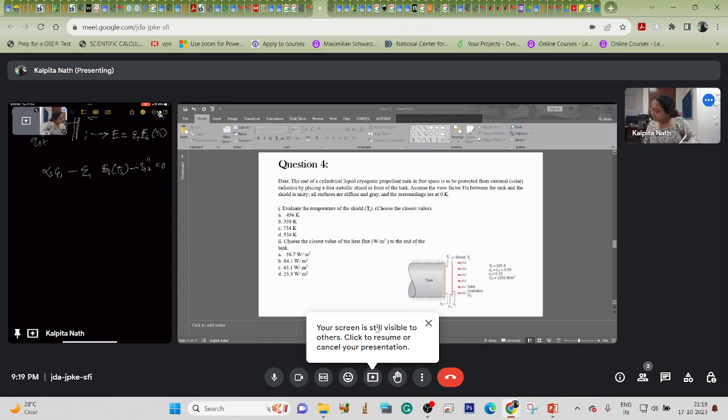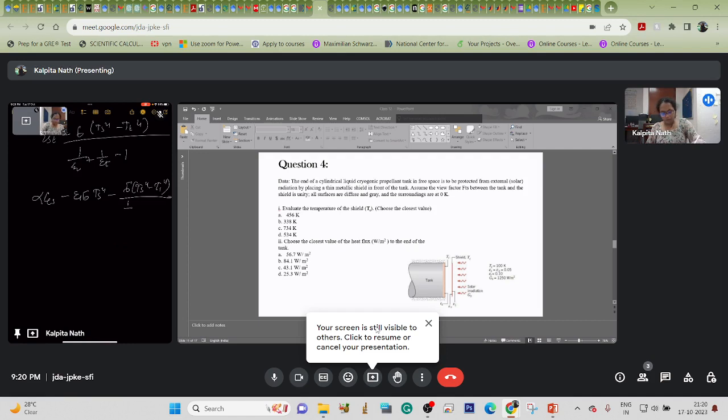Now both shield and tank are considered as two large parallel plates. So Q_ST will be sigma (Ts to the power 4 minus Tt to the power 4) upon (1 upon epsilon S plus 1 upon epsilon T minus 1). So putting it in the main equation: alpha G_S minus epsilon 1 sigma Ts to the power 4 minus sigma (Ts to the power 4 minus Tt to the power 4) upon (1 upon epsilon S plus 1 upon epsilon T minus 1) is equal to 0.